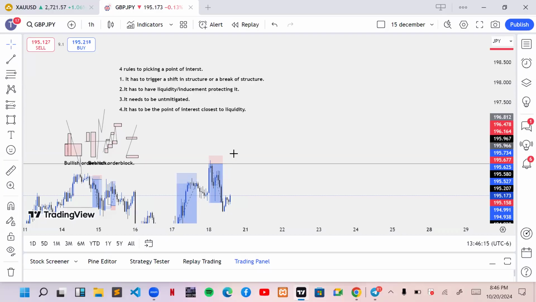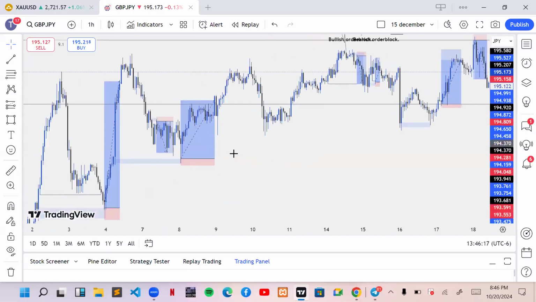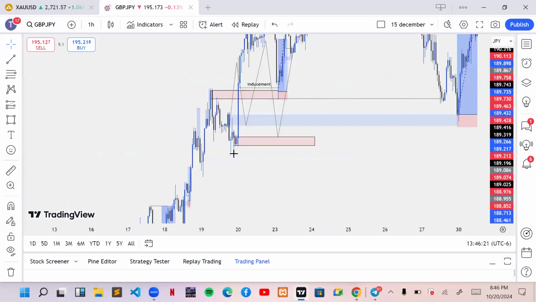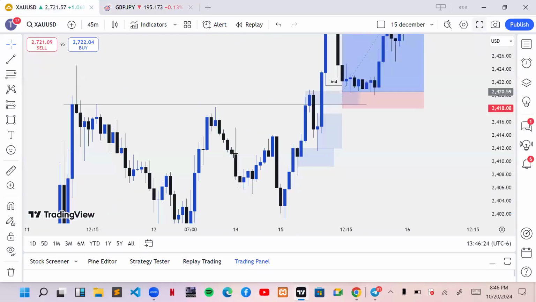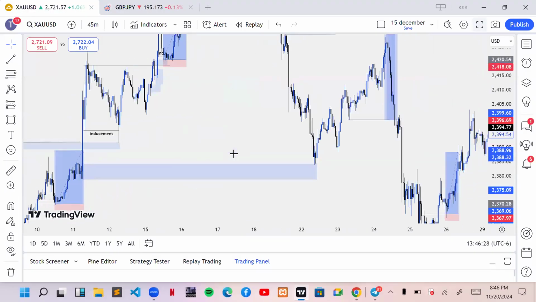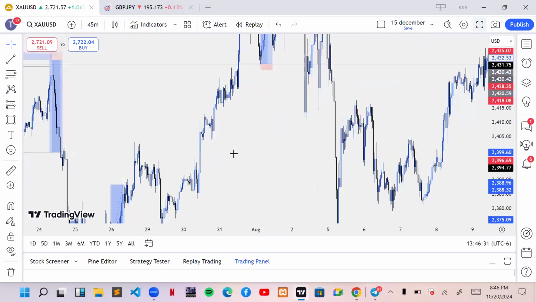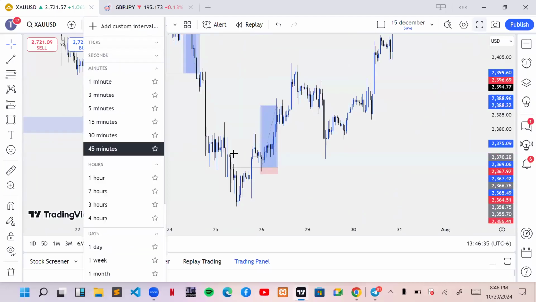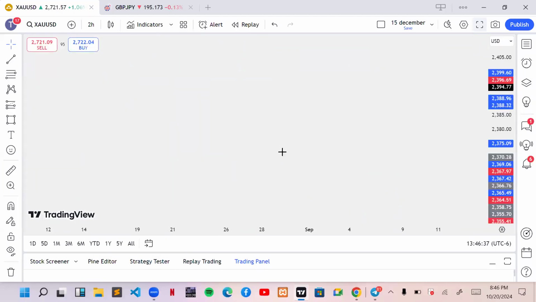So that's just it. You want to use a breaker block, you want to use order blocks. Let me see if I have a trade with an order block, so you know when to use an order block. This is also a breaker block trade.